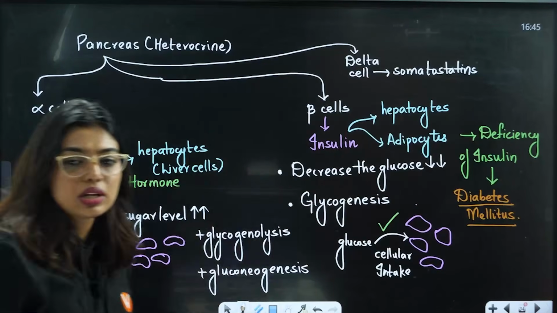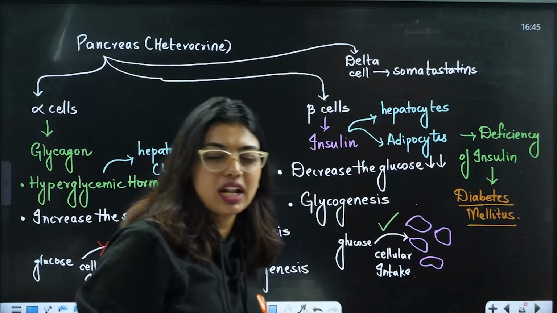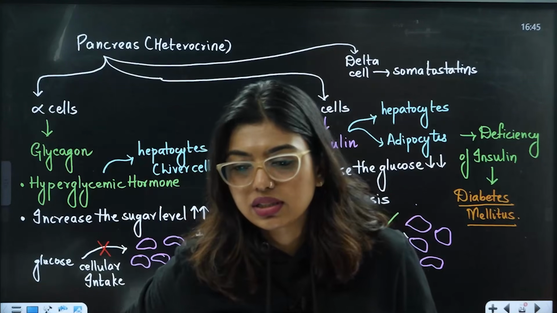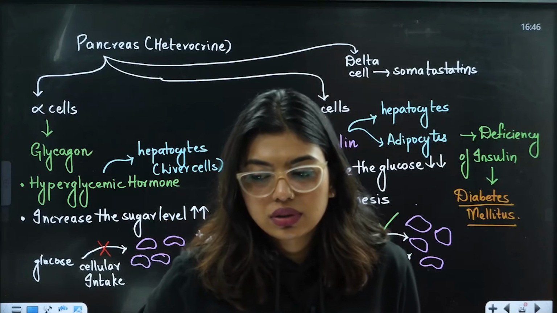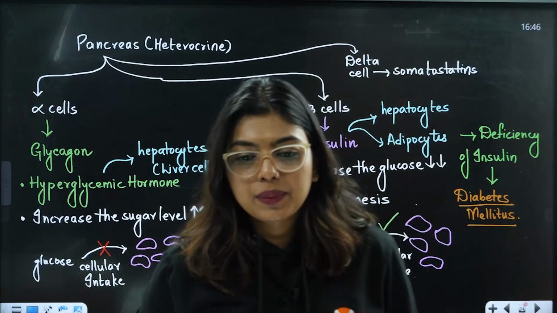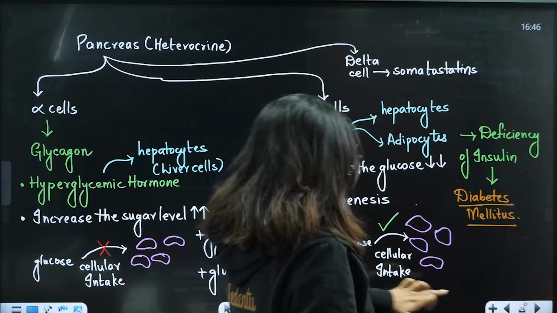Okay, somatostatin. Understood? Yes, it will inhibit both insulin and glucagon. If you want, you can remember this. I hope this is clear to all of you. Okay. This is your pancreas.